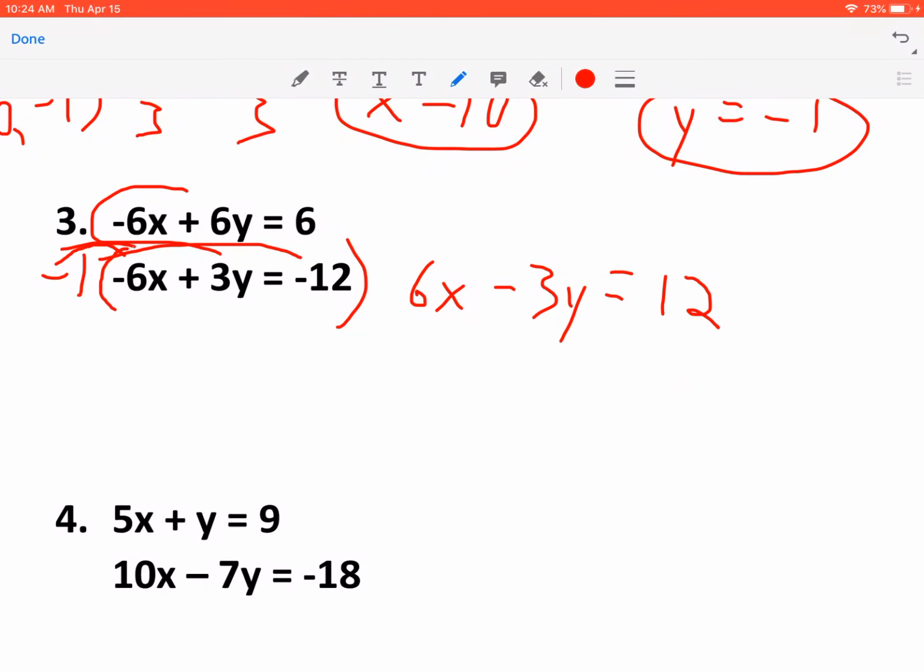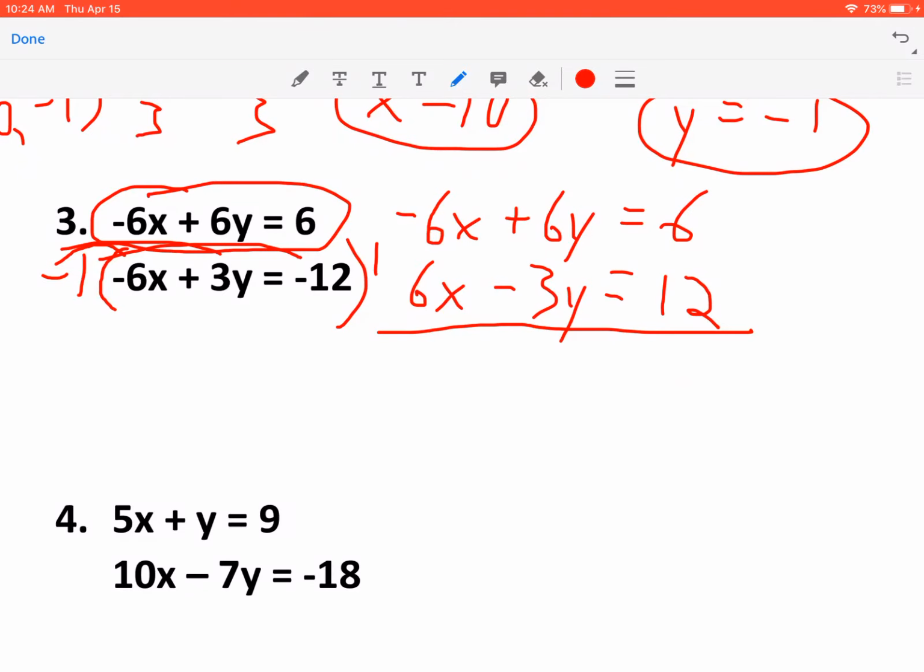Now, the top equation, I didn't do anything to it, so I'm just going to slide it right over and just rewrite it. Now, draw your line, plus sign. Now the x's cancel, so you don't need to write anything. 6y minus 3y is 3y. 6 plus 12 is 18, and divide by 3. Y is equal to 6.